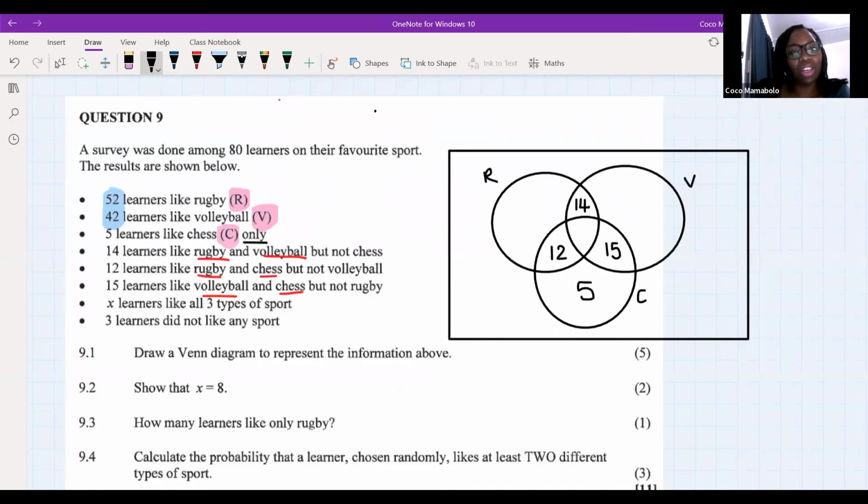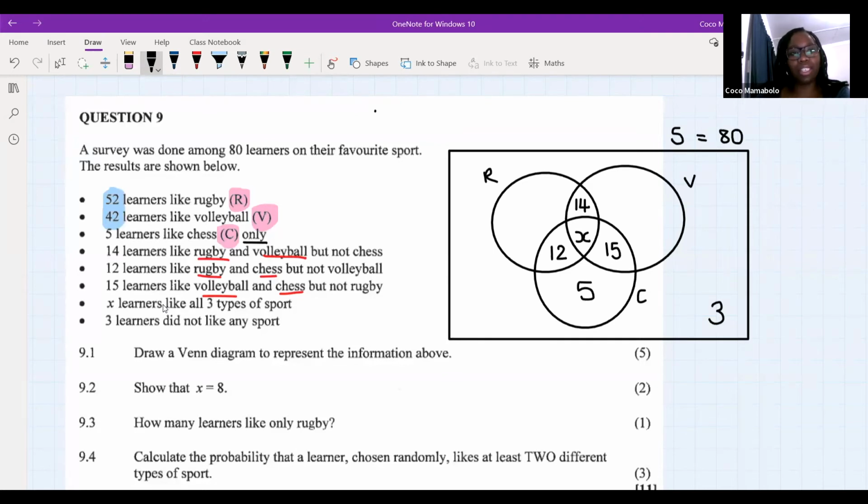And then X learners like all 3 types of sports. So we're going to put X right in the middle because it's the intersection of all 3 of them. Okay. Then 3 learners do not like any sport. That means our 3 learners sit right on the outside of either of our circles. Now, what I usually like to do is write S equals 80 here to remind me of my entire sample space.